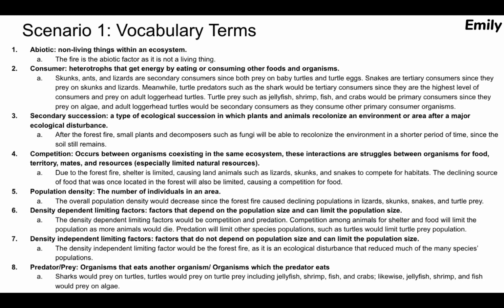So our scenario 1 vocabulary terms include the first term, which is abiotic, which means non-living things within an ecosystem, and in this case the fire is the abiotic factor as it is not a living thing. The second term is consumer, which are heterotrophs that get energy by eating or consuming other foods and organisms.